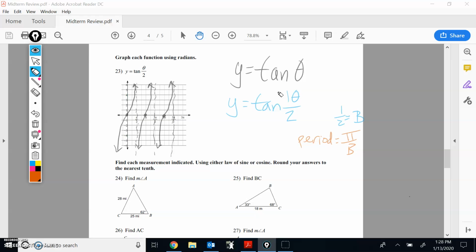It repeats every pi. But here, we have a different b value. The b is 1/2. So the period's going to change. We're going to plug in 1/2 for b. Pi divided by 1/2. Let's do that on the side. I'm going to times it by the reciprocal. So I'm left with 2 pi. What that means is that the tangent's going to be expanded by 2 pi.